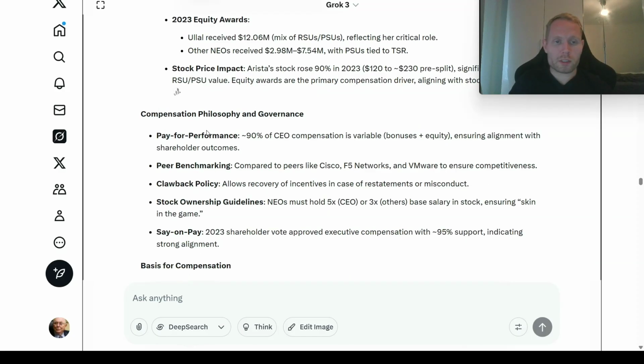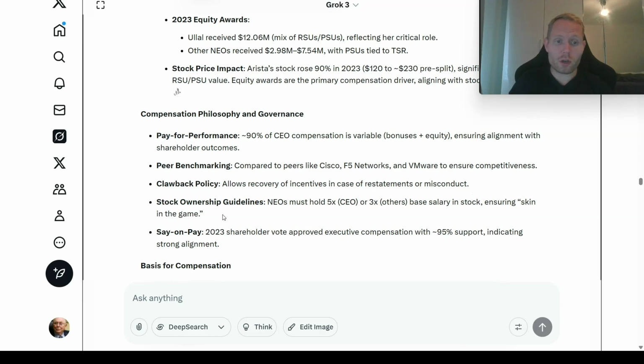So based on the proxy statement, compensation philosophy and governance, 90% of CEO compensation is variable with bonuses and equity and ensures alignment with shareholder outcomes. And they are comparing it to peers like Cisco, F5 Networks, and VMware to ensure competitiveness. They have a clawback policy which allows recovery of incentives in case of restatements or misconduct.